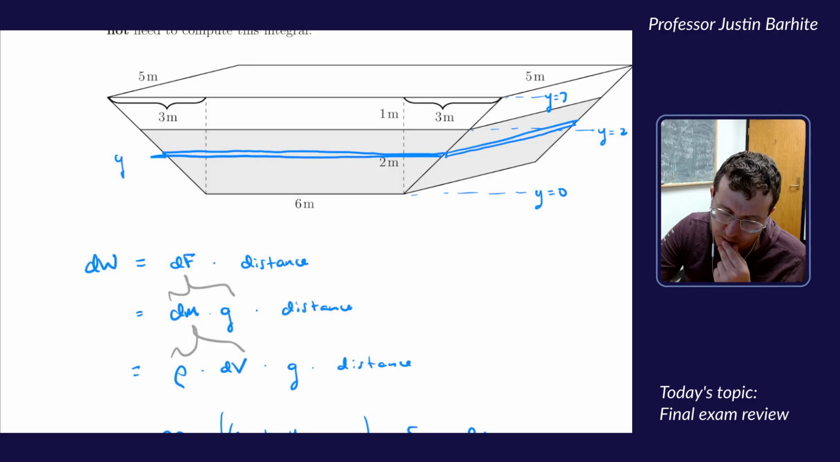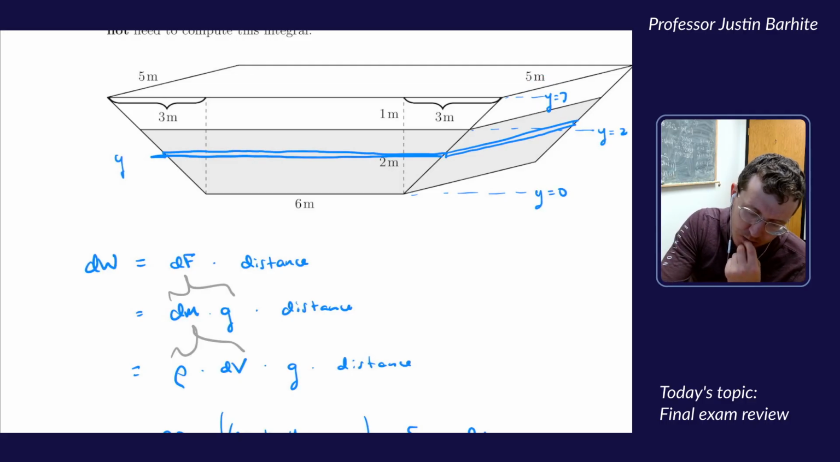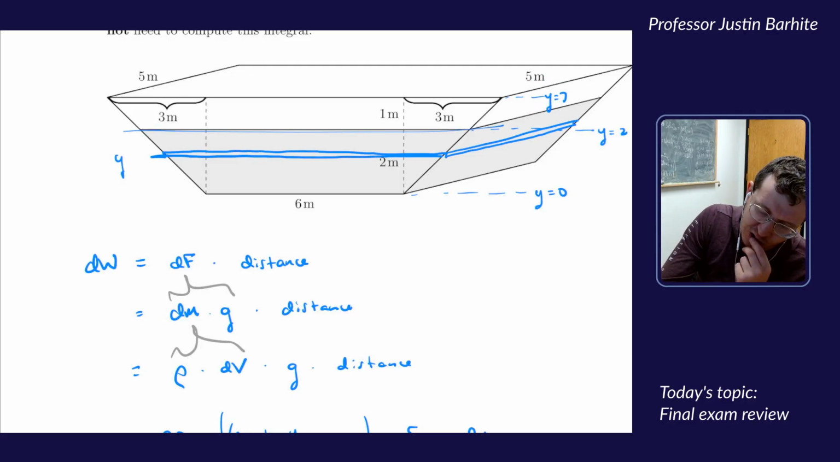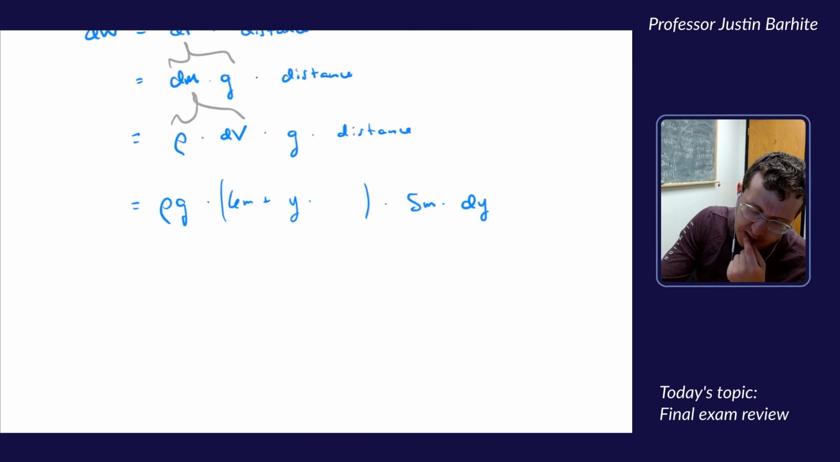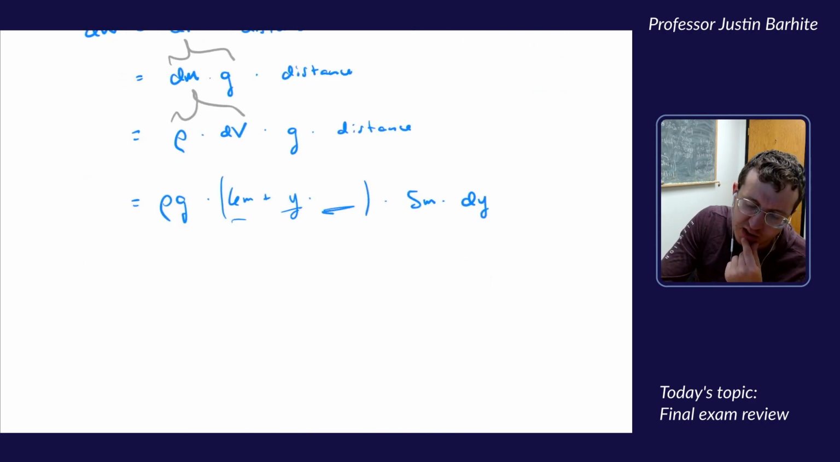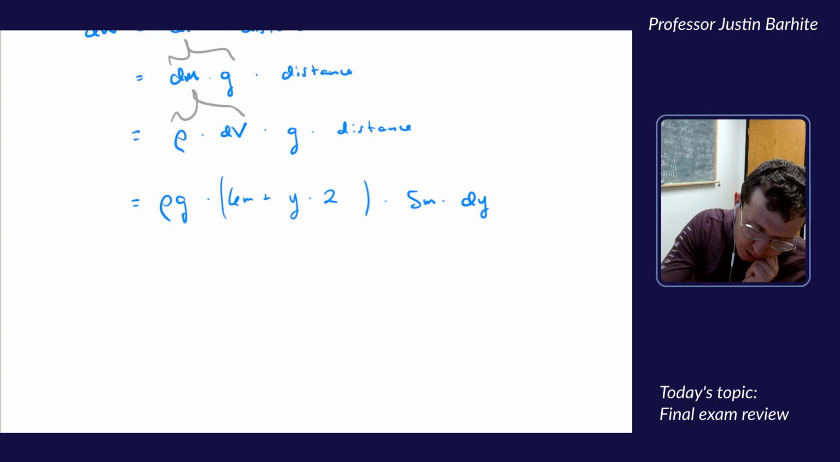So when y is 3, we're supposed to get 12. So 6 plus 3 times what would give me 12? 6 plus 3 times 2 would give me 12. So 6 meters plus 2y.